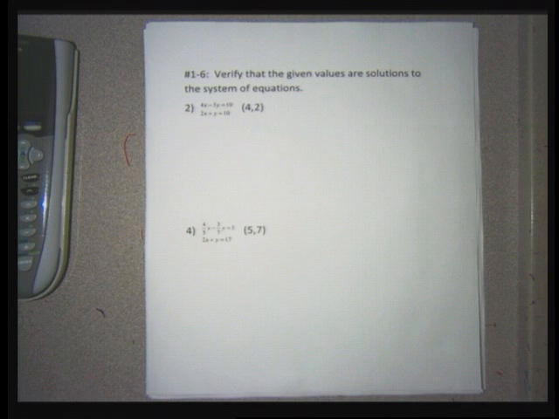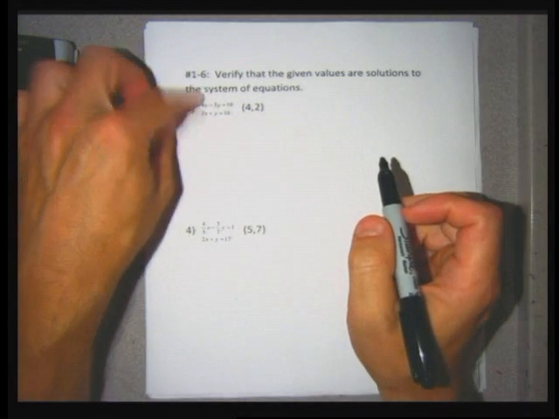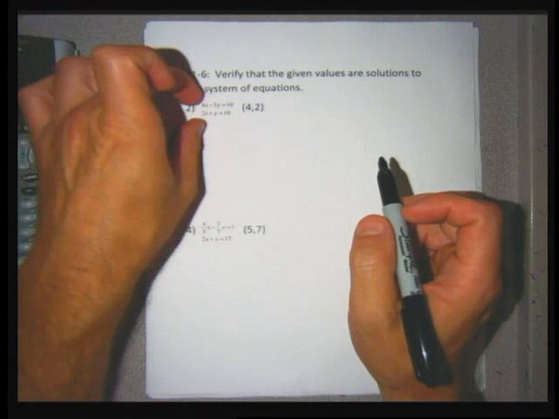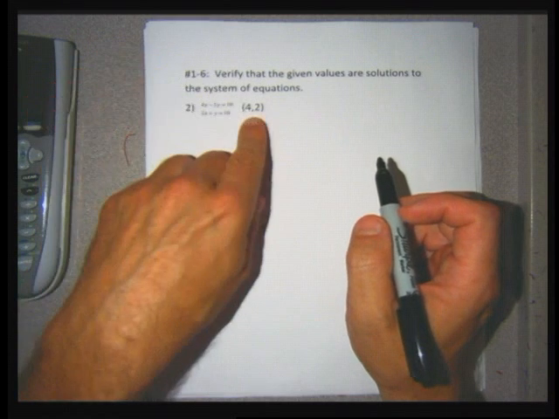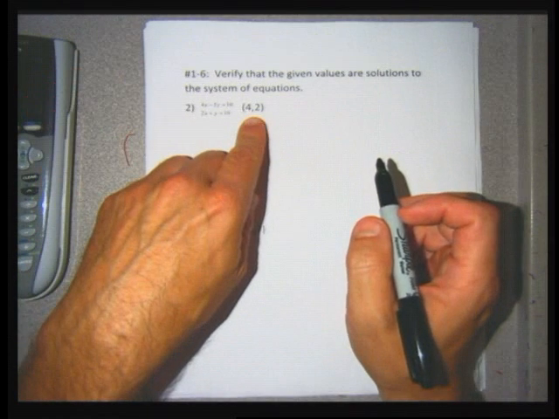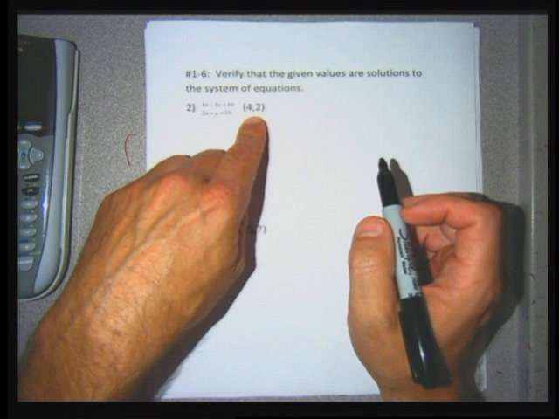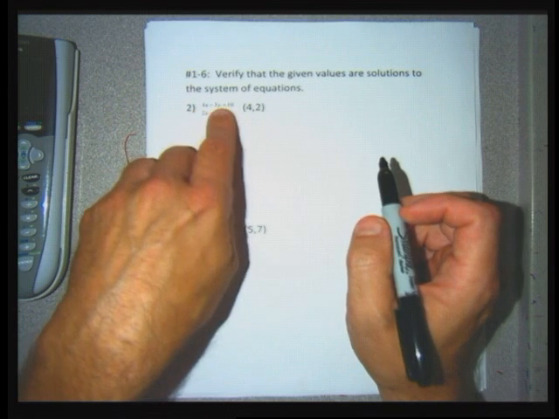The first six problems in the section give me a system of equations, which means two equations or three equations or multiple equations listed on top of each other, and next to the system of equations there's a parenthetical point, and it says verify that the values are solutions to the system of equations. A solution to a system of equations is a point that makes both equations true.